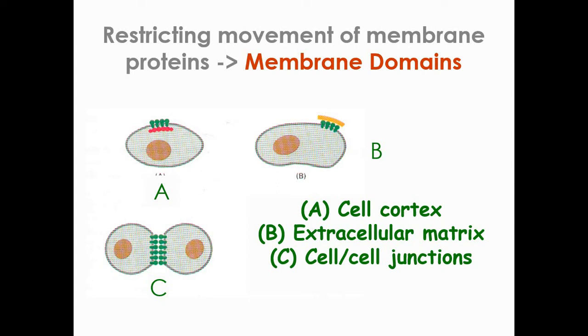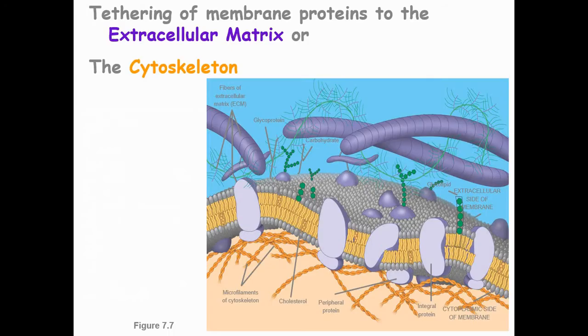Okay, so restricting movement of membrane proteins is called membrane domain. So here we have cell cortex in A, and then we have extracellular matrix in B. So it's this one. Then we have cell-to-cell junctions. So these are the membrane domains. And then, so the tethering of membrane proteins to the extracellular matrix or the cytoskeleton.